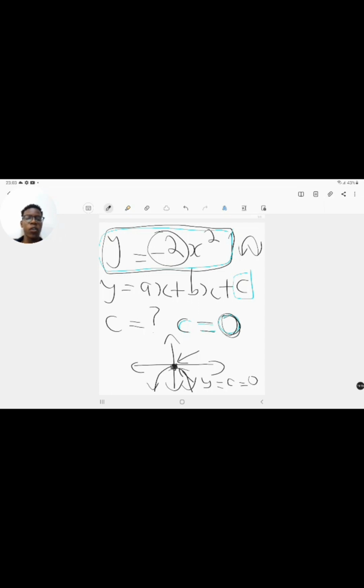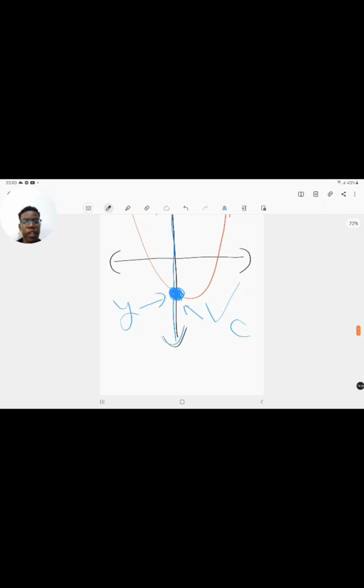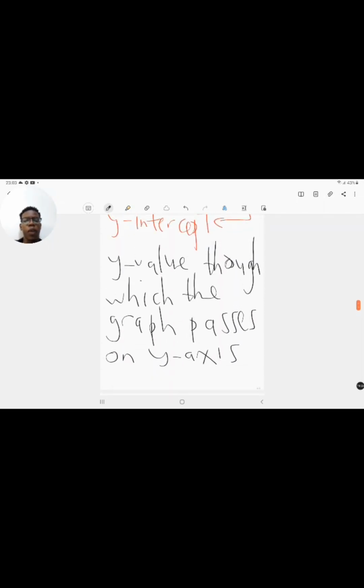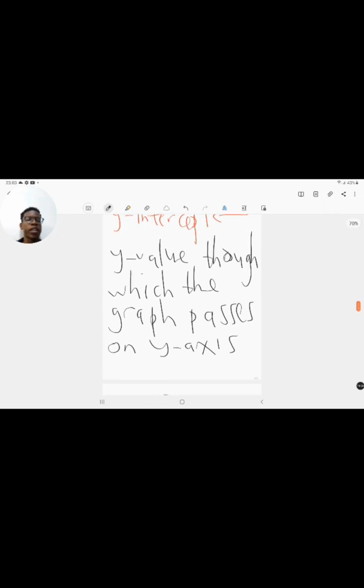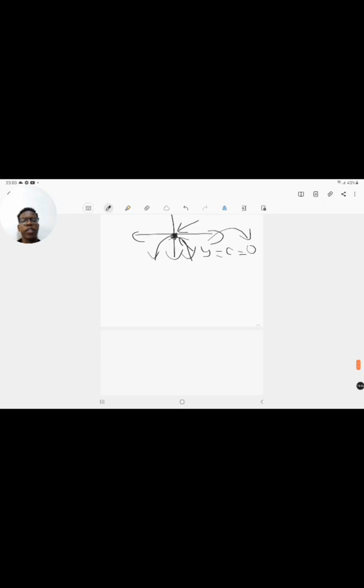Because C is 0, on your y-axis, the graph passes at a point where y is equal to 0. That's what C is. Remember, C is your y-intercept. It's the y value through which the graph passes on your y-axis, or the y value through which the graph cuts the y-axis, is another way you could express that. So that's it for A, that's it for B, and that's it for C.